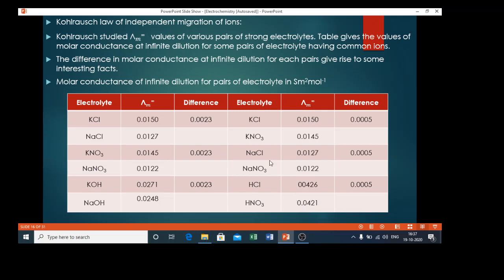And again, we take the difference of these pairs. The difference of λm infinity values is again constant, that is 0.0005. Again this difference is constant.